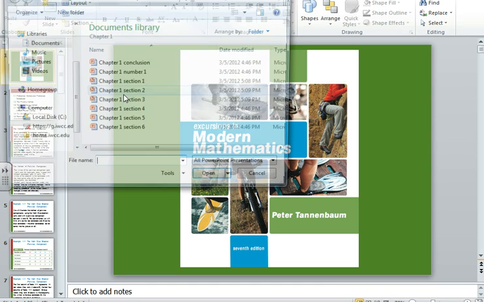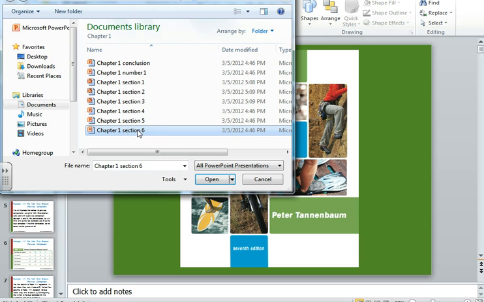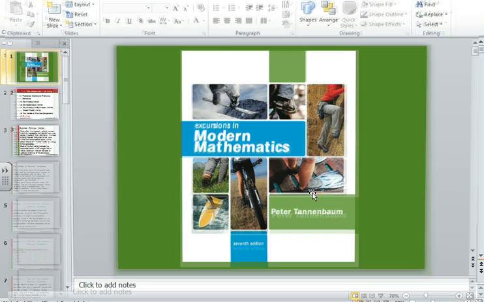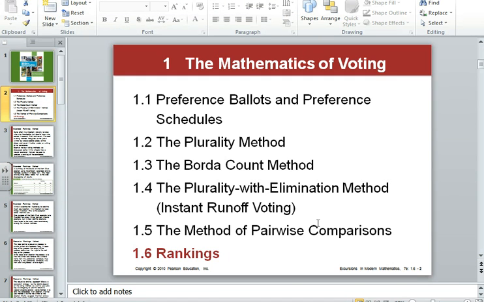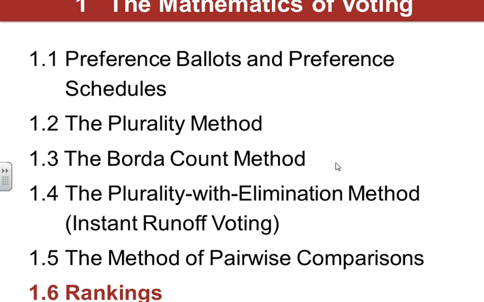One more, or are we done? Is this the sixth guy? No, rankings. All right, last section, rankings.